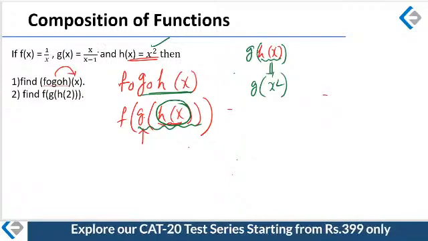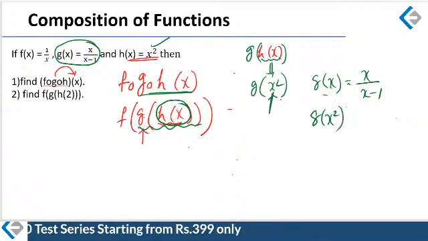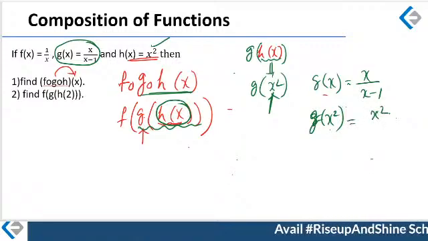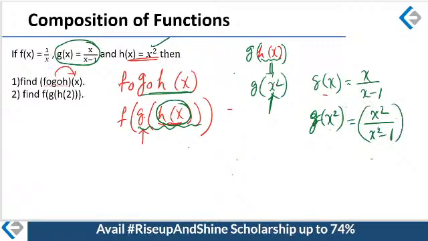Now, do I know the function g of x? Yes, I know that g of x is nothing but x divided by x minus 1. But what is the author saying? In place of x, the author wants g of x square. In place of x, I should be writing x square. Very good. That is what has become g of x square.